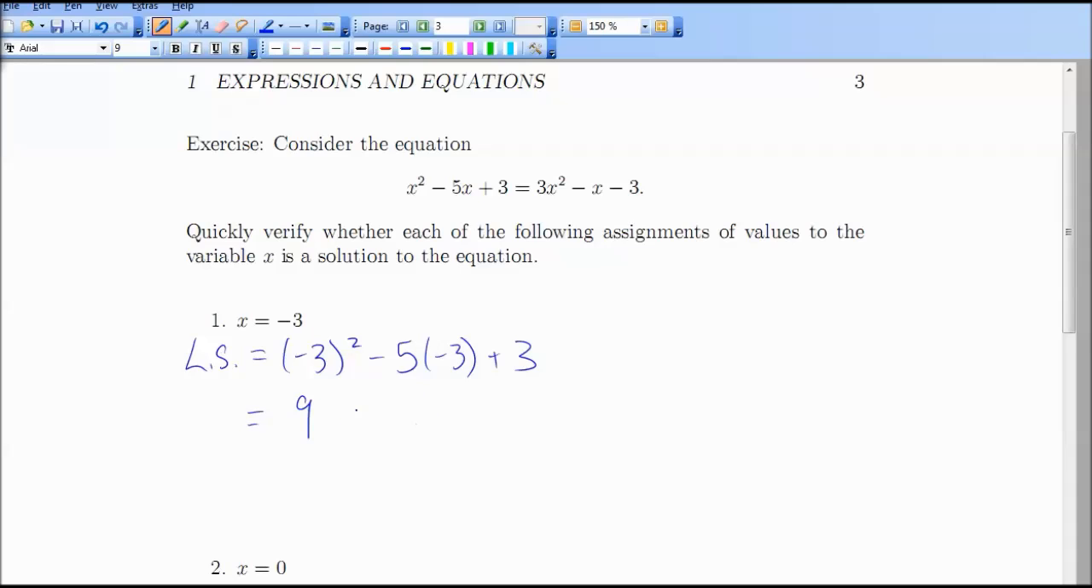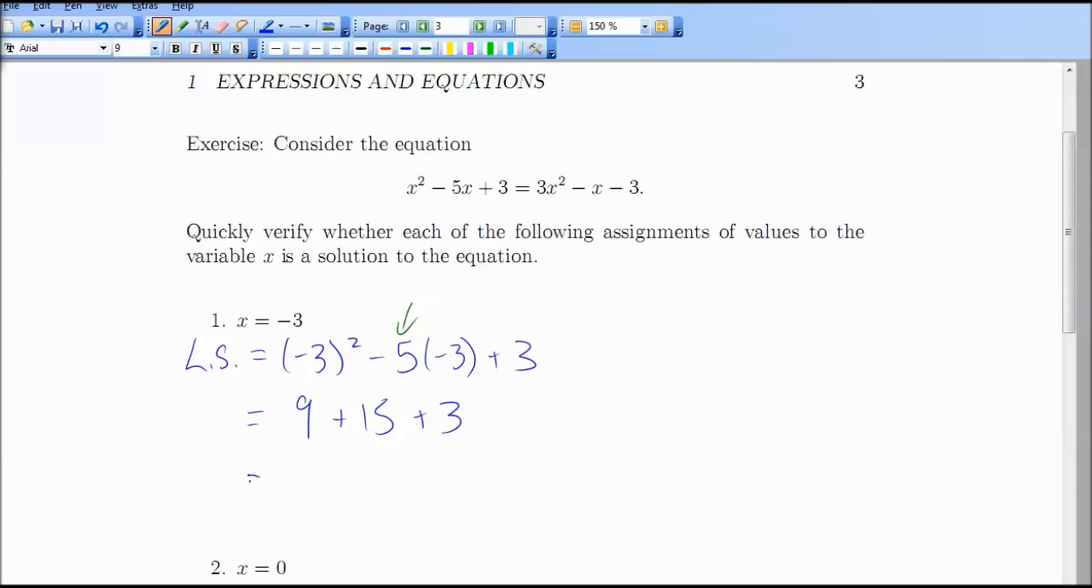I never think about subtraction, actually. I always think about adding the negative of something. So I don't think of this here as minus 5. Instead I think of it as plus -5 times -3. So we've got here plus 15 plus 3. Now 9 plus 15 is 24.